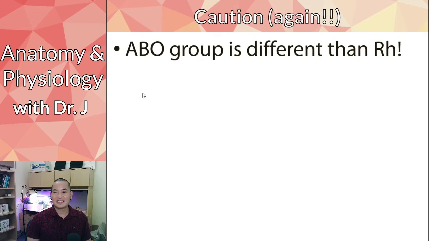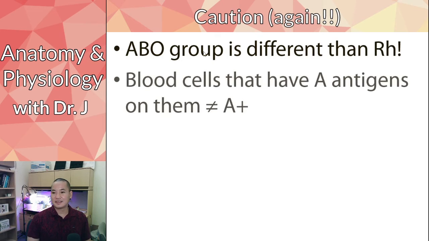And caution again, our ABO group is different from Rh. So again, we have A positive and A negative blood, B positive, B negative blood, and O positive, etc. So ABO is a different set of antigens than the Rh antigens. Do not consider them one and the same. They're independent. Blood cells that have A antigens are not necessarily A positive. They can be A positive, they can be A negative. You just have to test whether the Rh factor is there or not.